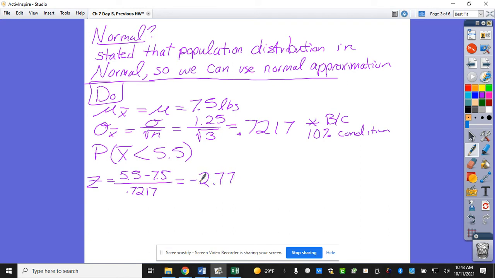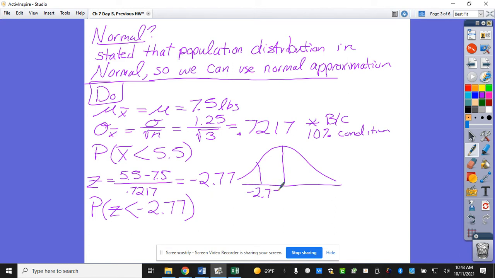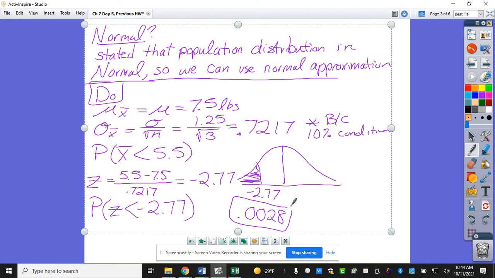Is that what you're getting? And so now we're saying the probability Z is less than negative 2.77. We can go to our calculator and have it pretty much do this part for us. And we get about 0.0028. So all I have left is to conclude.